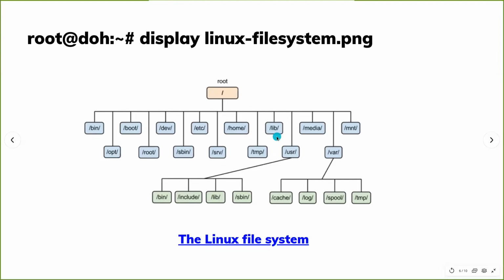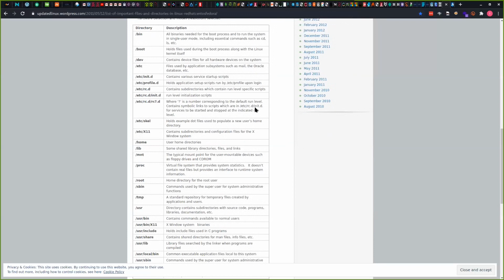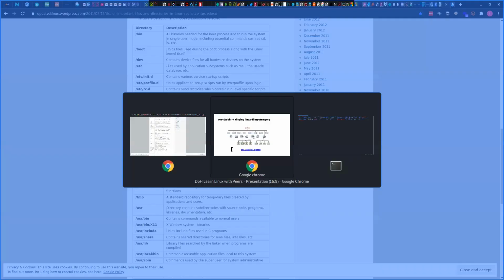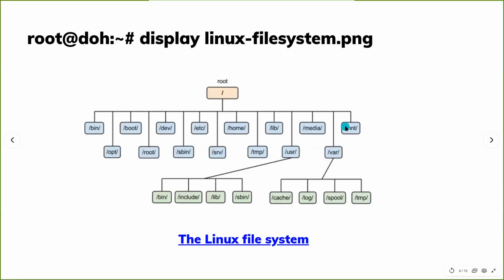Then the lib directory is the directory for shared libraries. The media directory stores media information, like a USB that connects to the system is loaded in the media directory. We have the mnt directory, which is mounts, and it is the typical mount point for user mountable devices such as floppy drives and CD-ROM. So anything you can mount to the system, sometimes things like an SMB share, can be found in the mnt directory, which is short for mounts.